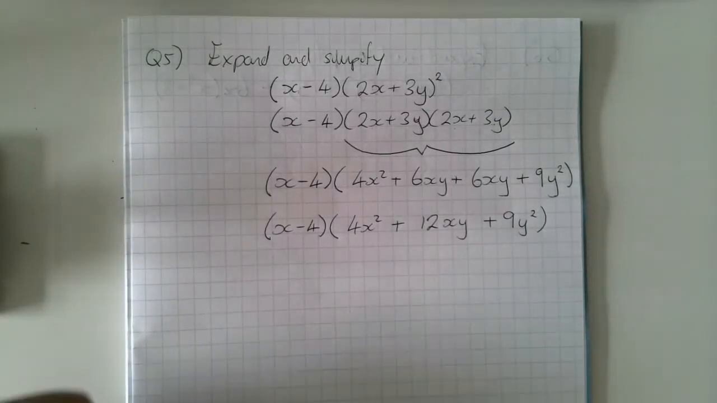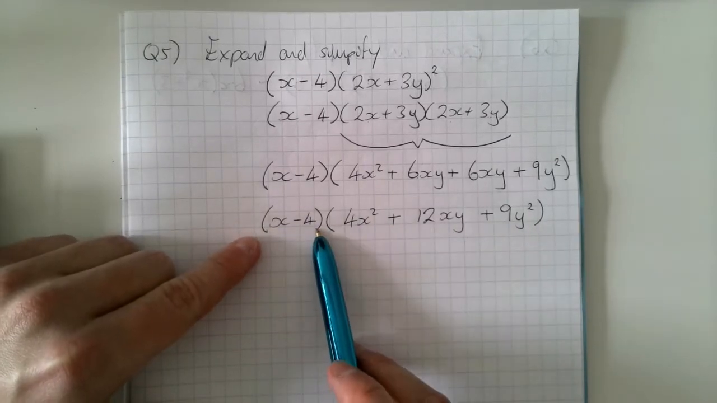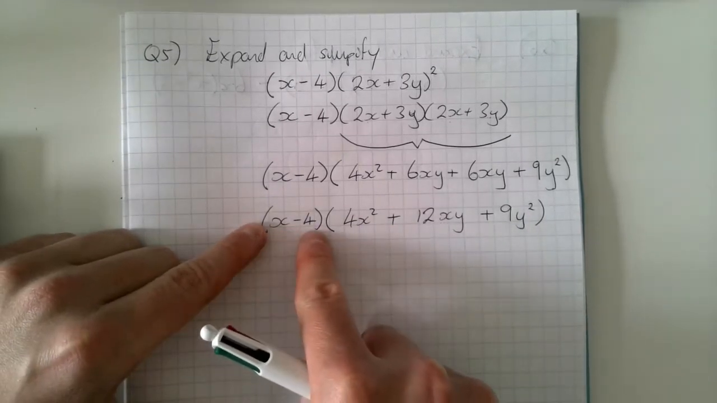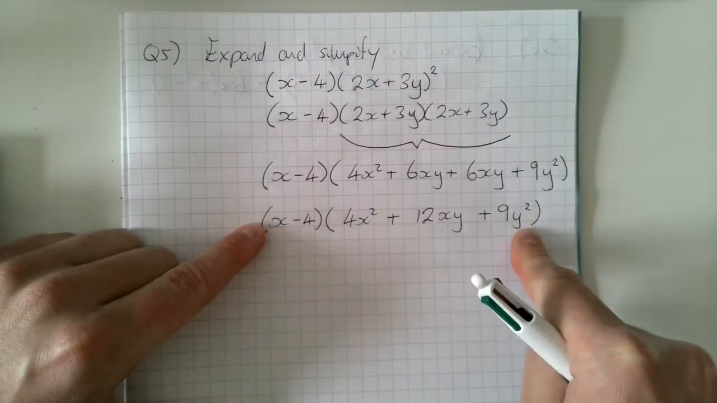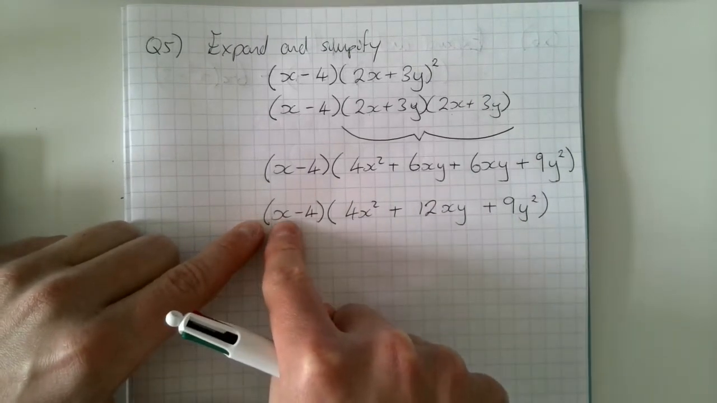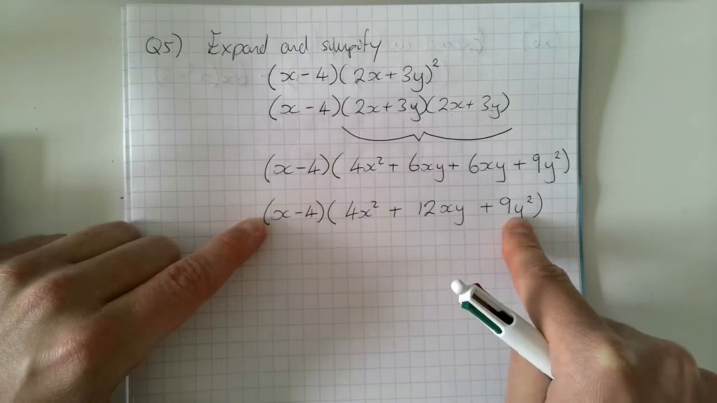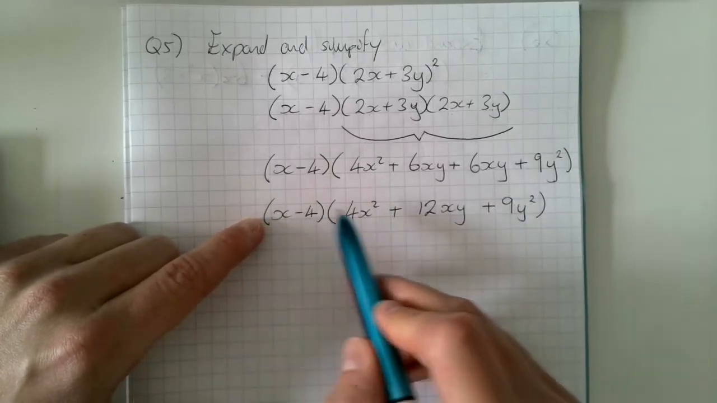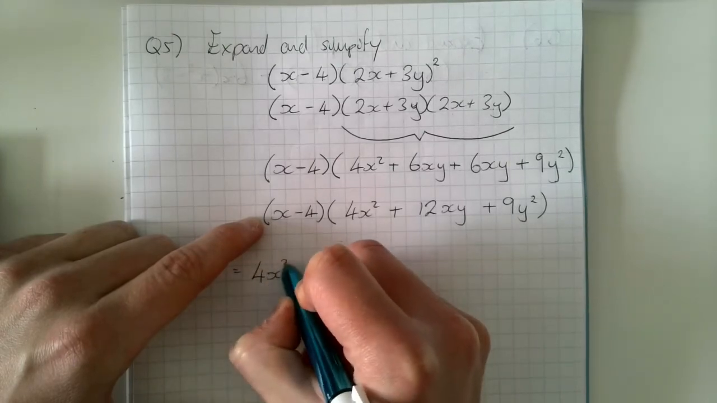Okay. Now this is going to be the final expansion, and I need to multiply both of these terms, the x and the minus 4, by all three of the things in this bracket here. So I'm going to start off with multiplying the x by everything in this bracket. So x times 4x squared will be 4x cubed.